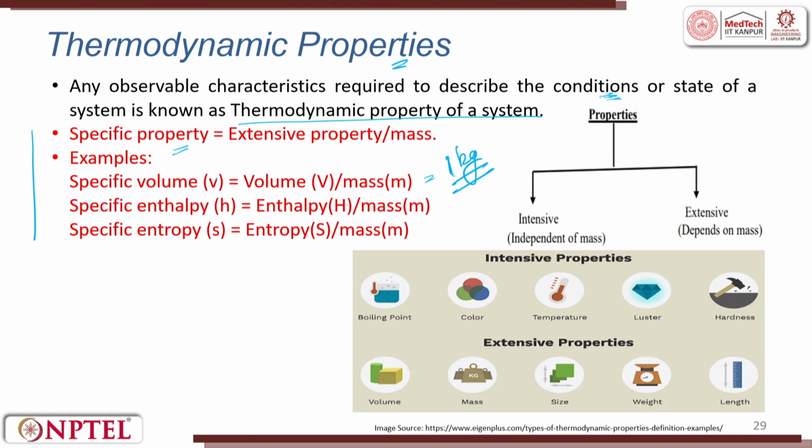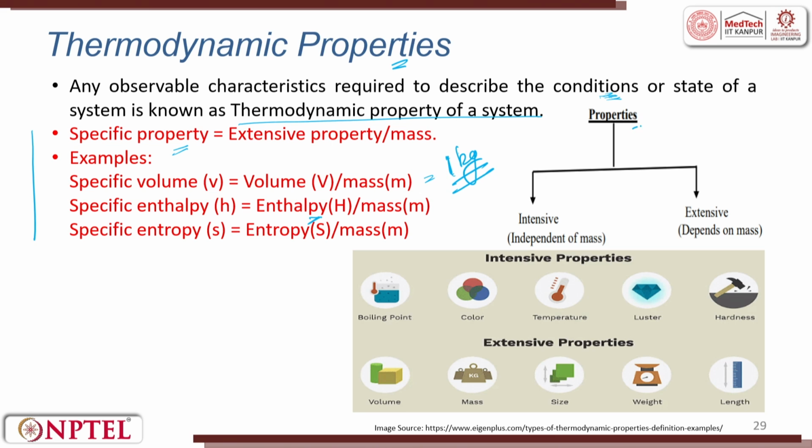So, henceforth you should keep in mind V represents volume, H represents enthalpy, S represents entropy, right. So, small v is specific volume, and a large V means volume. A large H means enthalpy and a small h means specific enthalpy. A large S, a capital S, means entropy and a small s is specific entropy. So, you should keep this in mind when we use the convention.